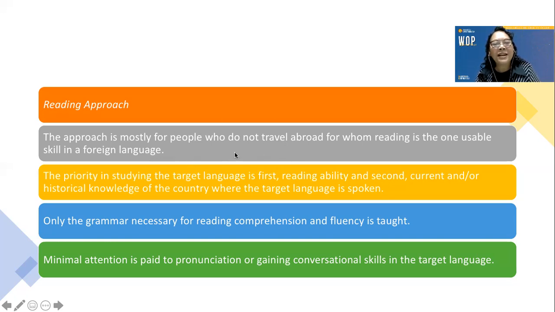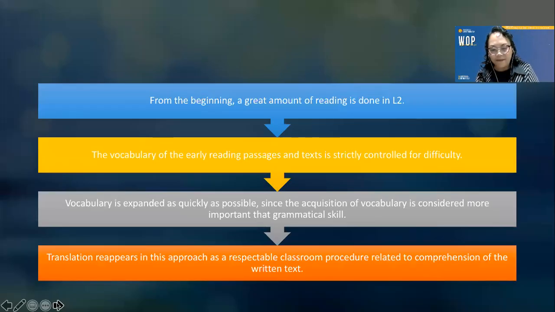Okay, so this is the reading approach, and the priority is only for studying the target language. We read and we will be able to know, oh yeah, this is how to study other language or second language. And we know the historical country where the language is spoken, and then we learn only about the grammar, okay? Only the important grammar that is being taught by the teacher in order for the comprehension to take place in the reading process. And of course, there's not much attention given to the pronunciation as in the direct method. So it's a very minimal pronunciation to the target language. Why? Because the target is reading. Okay, as long as the student reads it, that's fine. Comprehension takes place. Continue, Crystal.